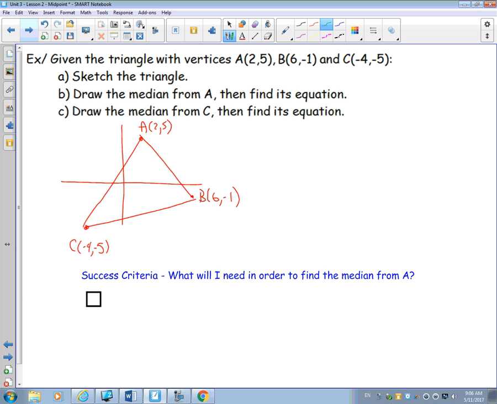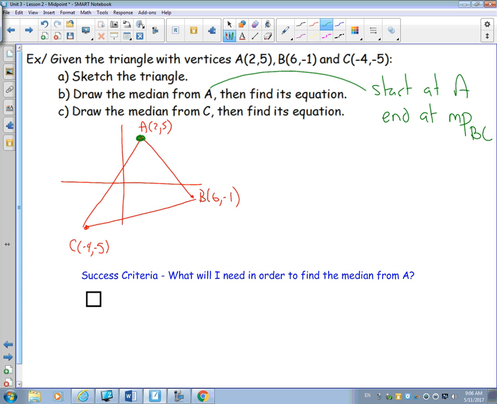Okay, so there's part A done. Part B, draw the median from A. So I know it starts at A, but I don't know where it ends. If it starts at A, it has to end at the opposite midpoint. Start at A, end at opposite midpoint. The opposite midpoint would be the midpoint of B and C. But I don't know that yet.